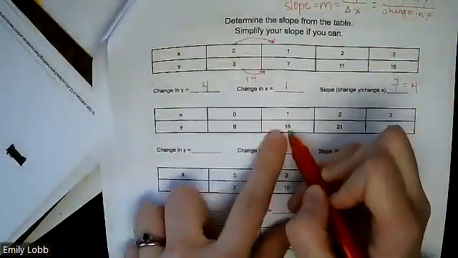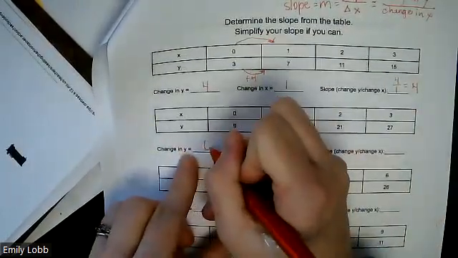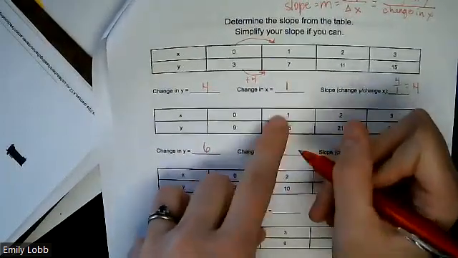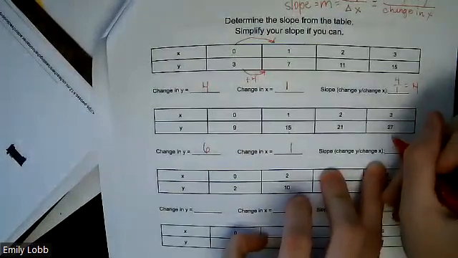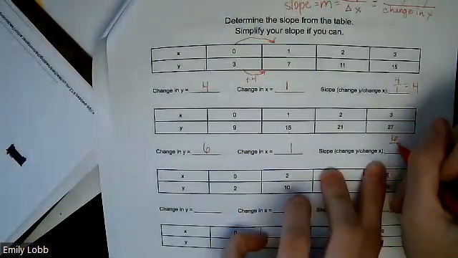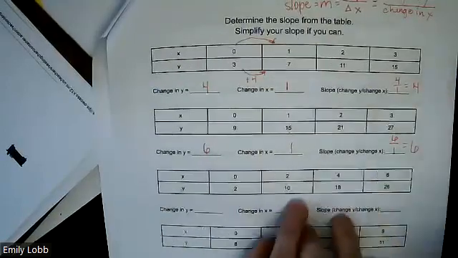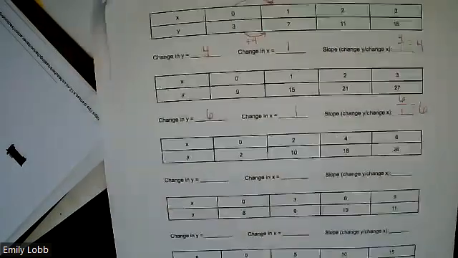And then we'll just continue on from there. 9 plus what is 15? 6. So it's going up 6. And this is going over 1, from 0 to 1 is just 1. So our slope is the change in y divided by the change in x. 6 divided by 1 is 6. So the first two are pretty straightforward, right? Not too bad yet.